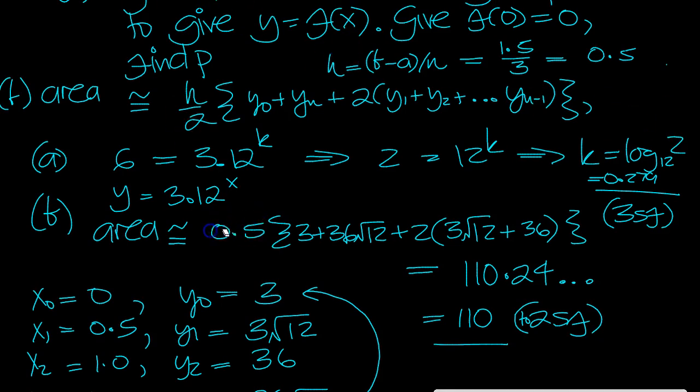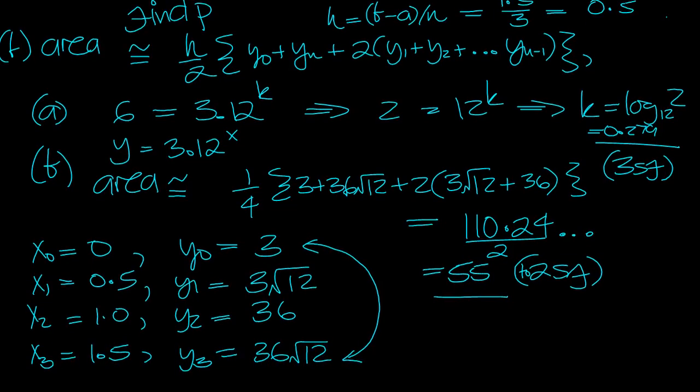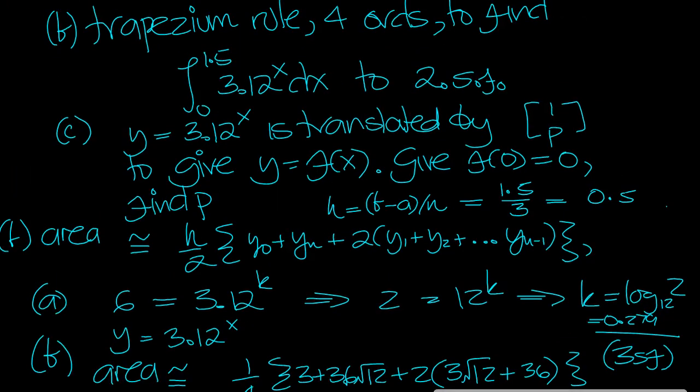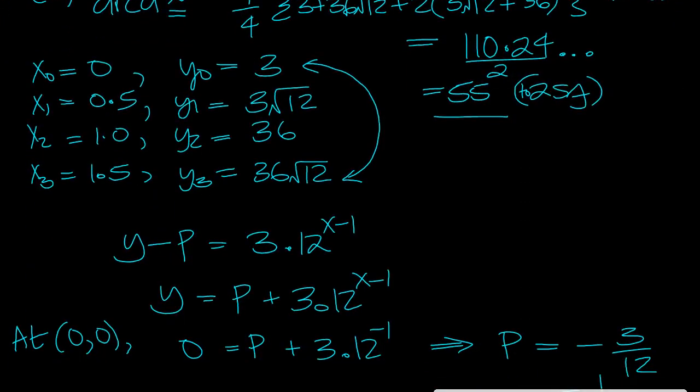Basically, this should have been h over 2. So h is 0.5, so this is a quarter here, not a half. So that would have worked out half of that over 2, which is 55. So that's just 55. Sorry about that, apologies for that. So I've corrected it now in hindsight. So I've done C to work out that. Now part D in the question.